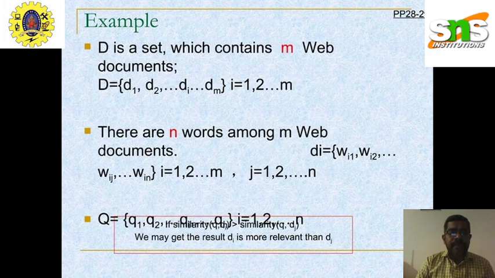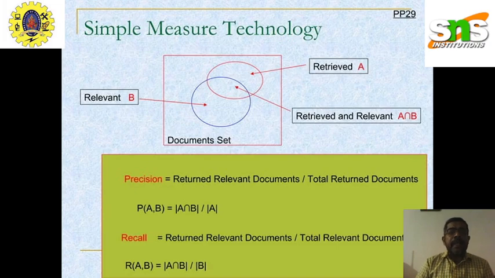In case you are saying the query set Q varies from q1, q2, up to q_ij and then q_im, where i varies from 1 to n. So the similarity measurement happens between the retrieved A and the relevant B. We already studied these concepts in school itself.